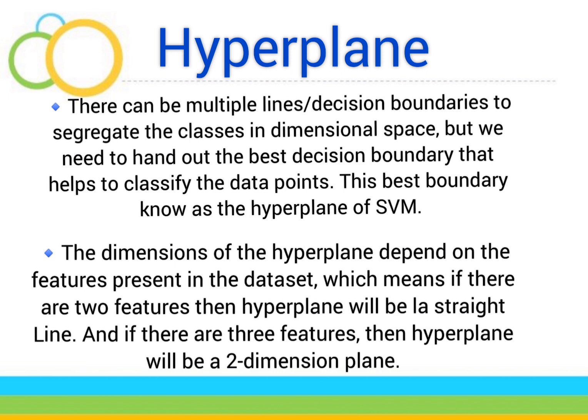Hyperplane. There can be multiple lines or decision boundaries to segregate the classes in n-dimensional space, but we need to find the best decision boundary that helps to classify the data points. This best boundary is known as the hyperplane of SVM. The dimensions of the hyperplane depend on the features present in the dataset, which means if there are two features, then the hyperplane will be a straight line, and if there are three features, the hyperplane will be a two-dimensional plane.